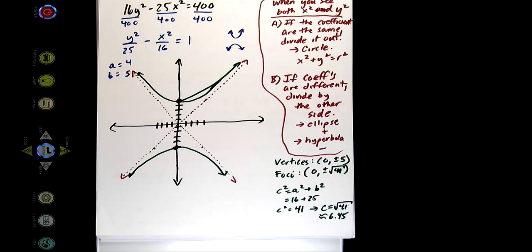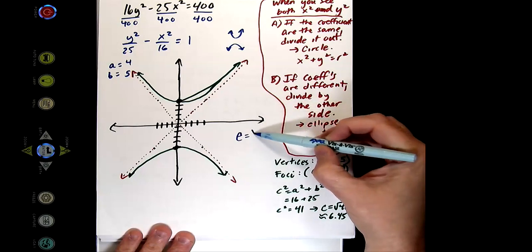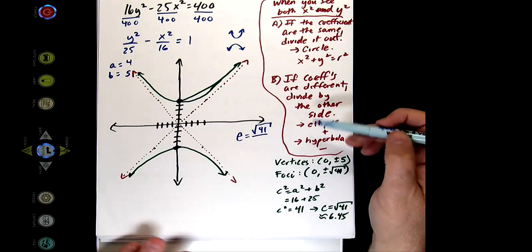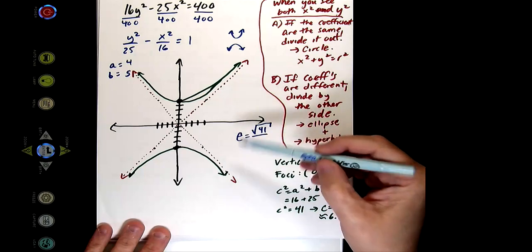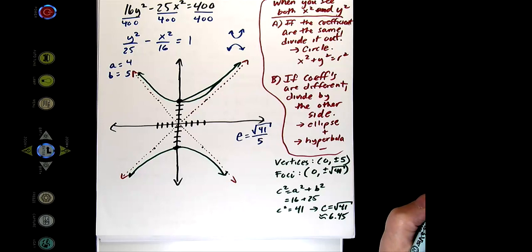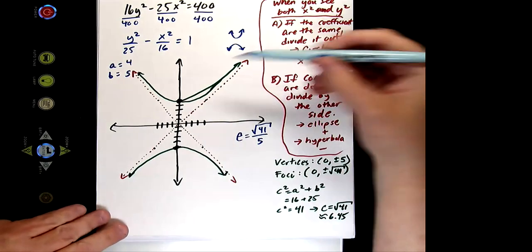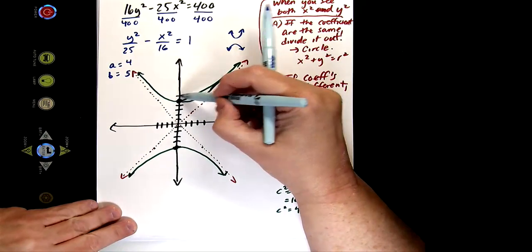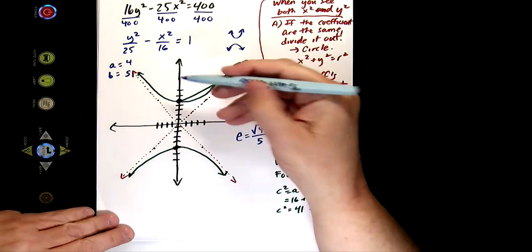My eccentricity here is that square root of 41, my C, over the major or transverse axis value, which in this case, the y-axis, is 5. If I wanted to plot my foci, I need to draw a couple more lines going up, down, and put them in there.